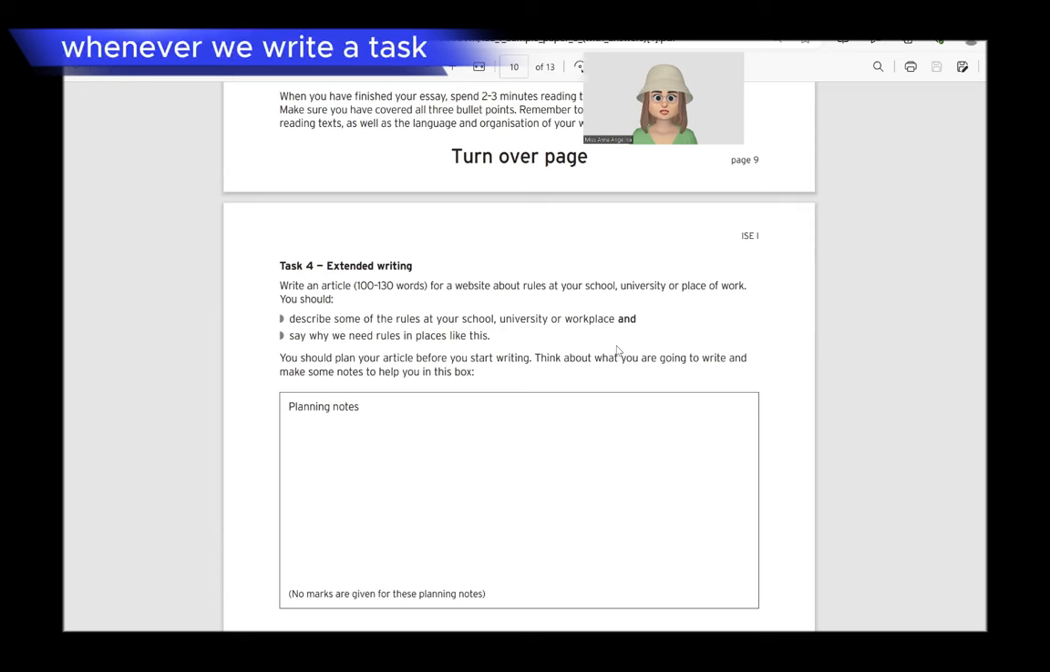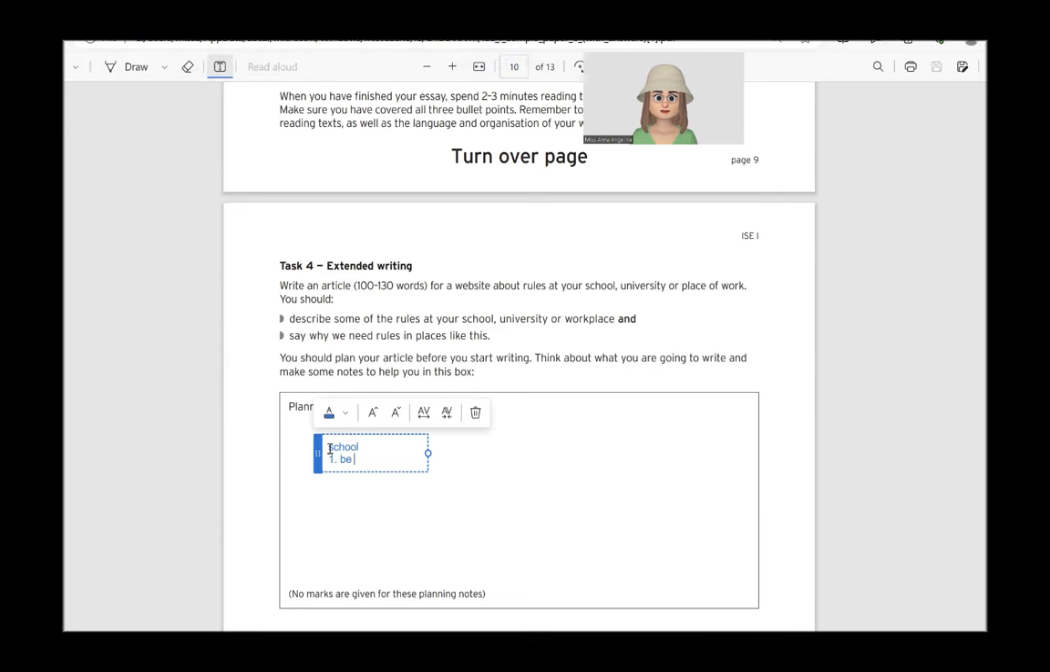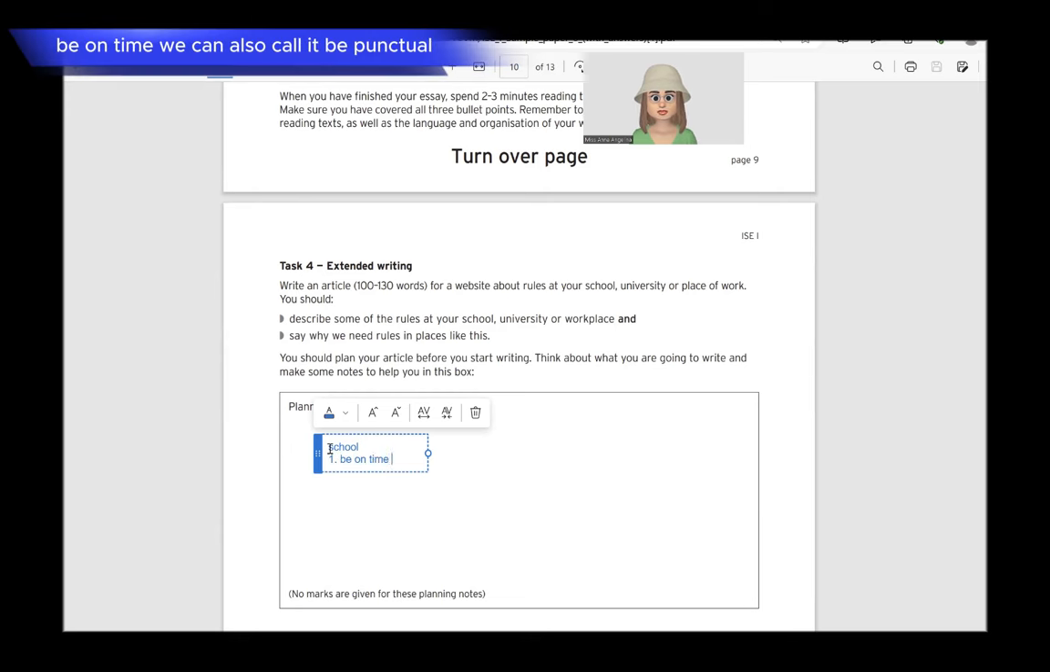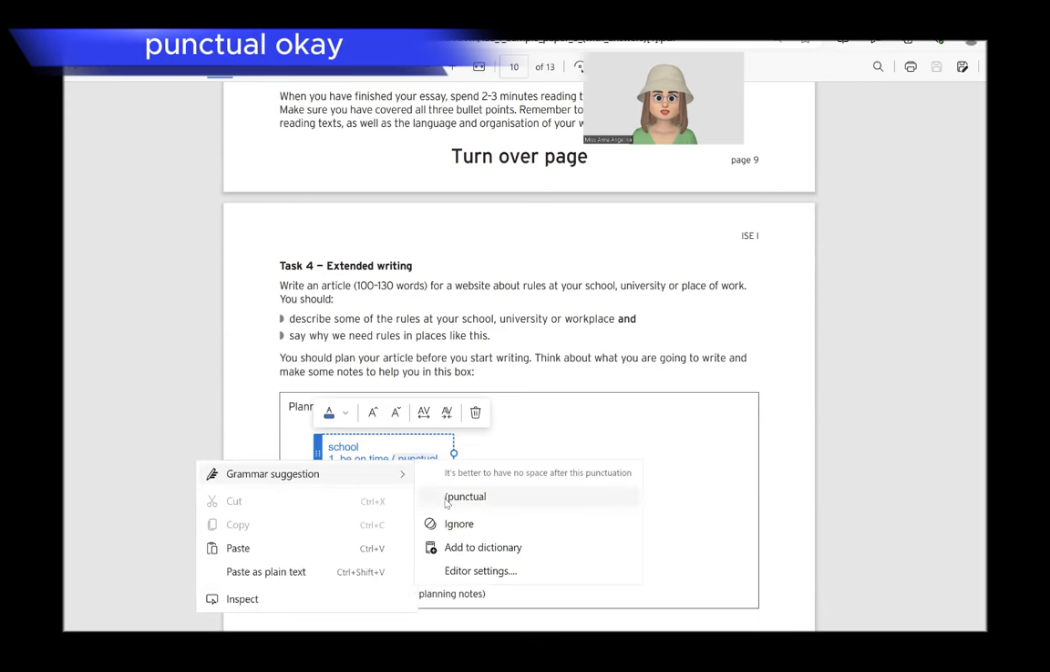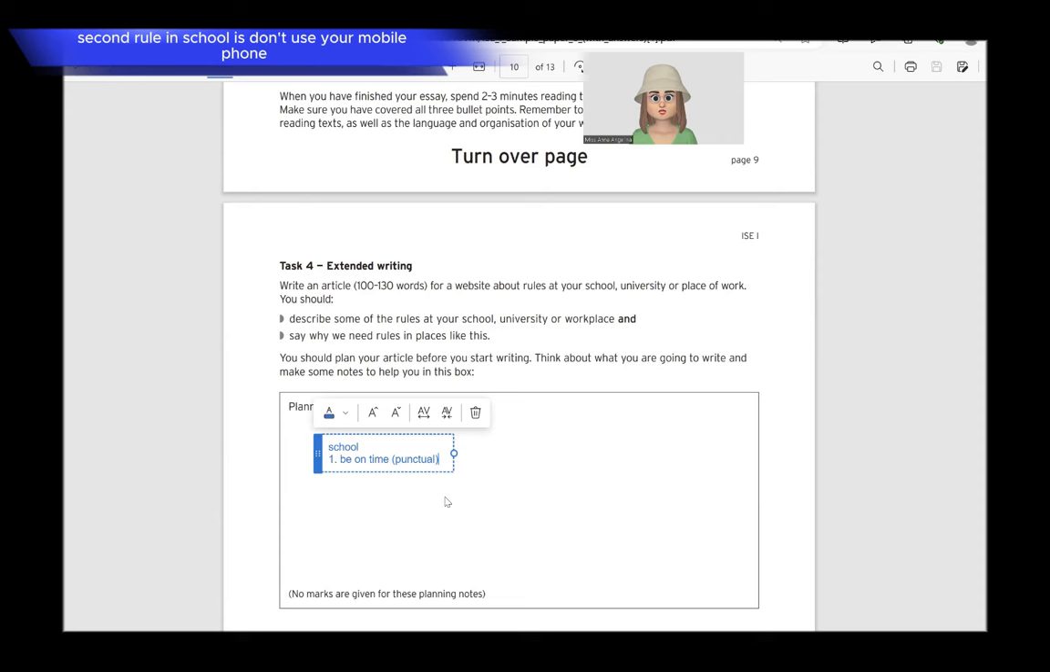Nidhi, whenever we write a task, we always make an outline. As I always tell you, if you're talking about this task that describes some rules at your school, first, if we choose school, we can say the first rule is be on time. We can also call it be punctual. You might have heard about it. That's the first rule, punctual. How do you spell punctual? Punctual. Okay. The second rule in school is don't use your mobile phone, right or wrong?